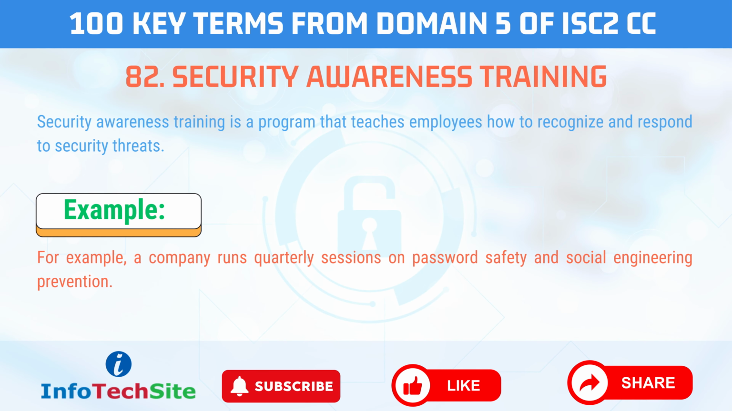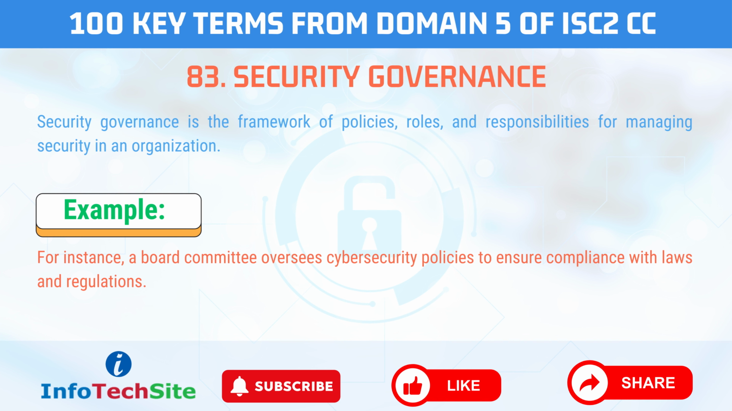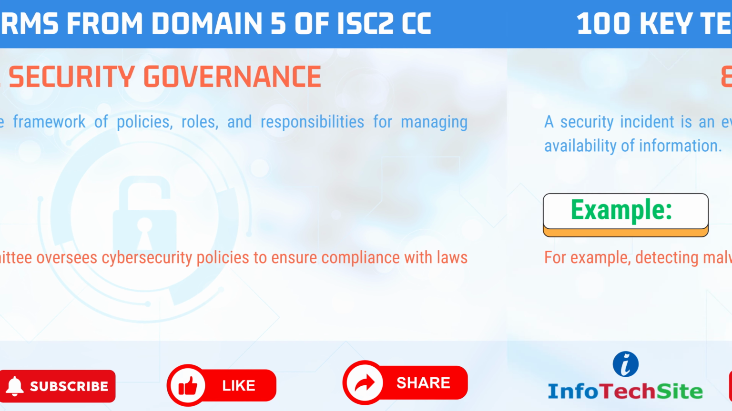82. Security awareness training. Security awareness training is a program that teaches employees how to recognize and respond to security threats. For example, a company runs quarterly sessions on password safety and social engineering prevention. 83. Security governance. Security governance is the framework of policies, roles, and responsibilities for managing security in an organization. For instance, a board committee oversees cybersecurity policies to ensure compliance with laws and regulations.